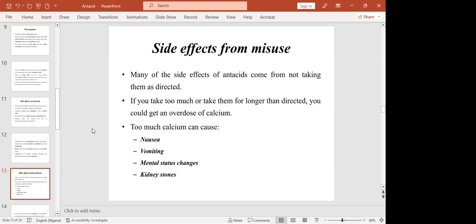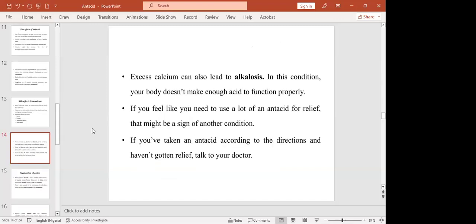Now, if someone decides to misuse it because it tastes so good and the person finishes a whole bottle, it's not impossible. All sorts of abnormalities could be seen in the medical field. Most side effects that you observe are not from the drug itself, it's that the person did not take them as directed. So if your patient takes too much or takes them for longer than is directed, they can get an overdose of calcium. Too much calcium will cause symptoms like nausea, vomiting, mental status change. So the patient could be confused, dizzy, irritable, restless, or irrational. Or frankly, the person may develop kidney stones. That's why they say too much of everything is bad. Even if it's a good thing, it could be bad.